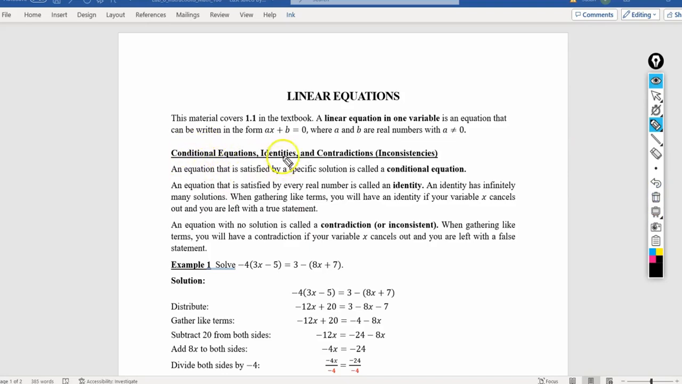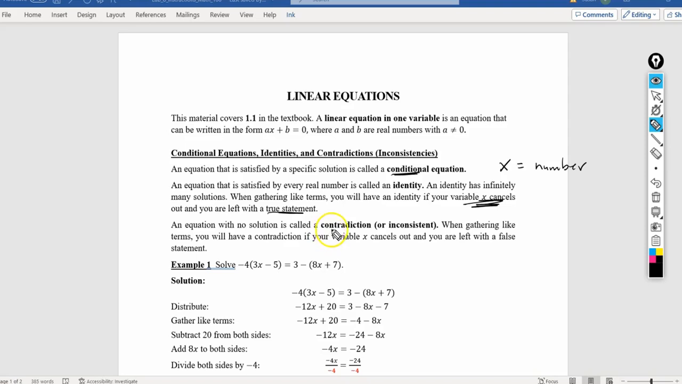So what do we mean by conditional, identity, or contradiction? An equation that is satisfied by a specific solution is called a conditional equation. So if you rewrite your equation and you get x equal to a number, a single value, that will be a conditional equation. If you have an identity, then x can be anything and it will make the equation true. So how do you know you have an identity? Well, if when you're trying to simplify it, your x terms cancel, and then what you're left with is a true statement, you have an identity.